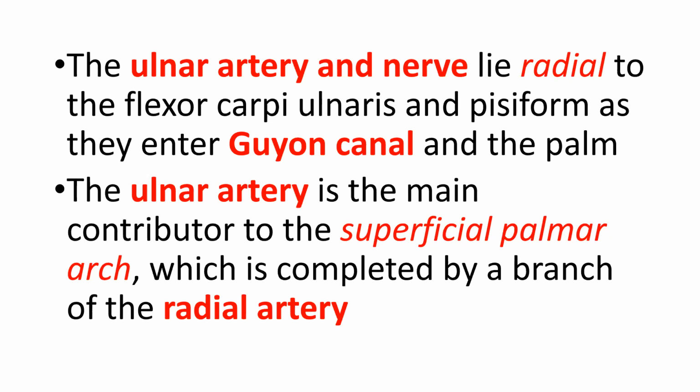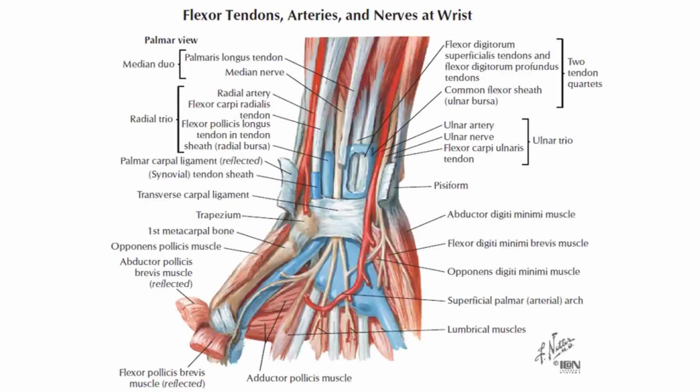The ulnar artery is a contributor to the superficial palmar arch, which is completed by a branch of the radial artery. So you have the deep palmar arch formed by the radial. The main superficial arch is created by the ulnar artery. These show you how the ulnar nerve and ulnar artery lie radial to the pisiform and the flexor carpi ulnaris tendon in Guyon's tunnel.